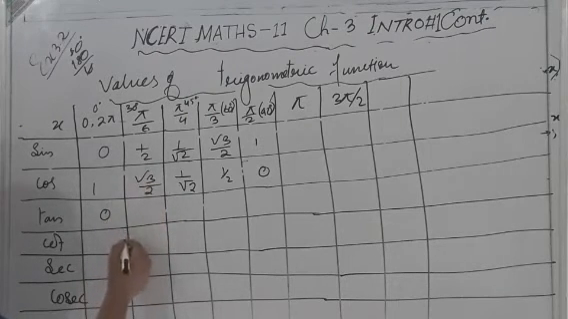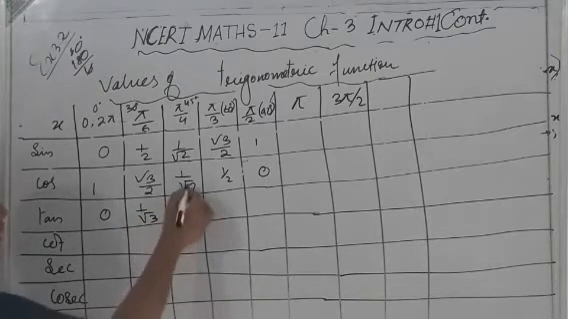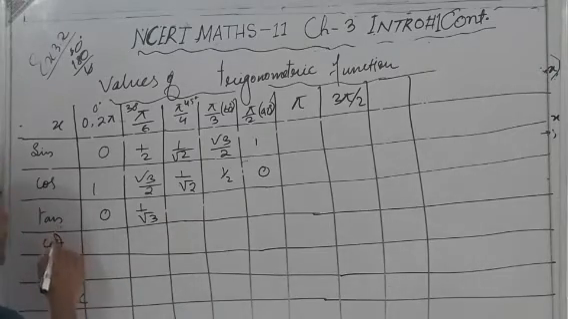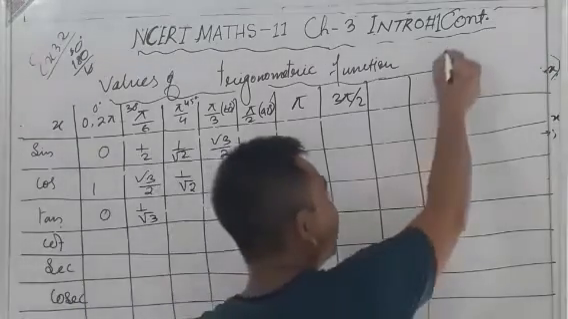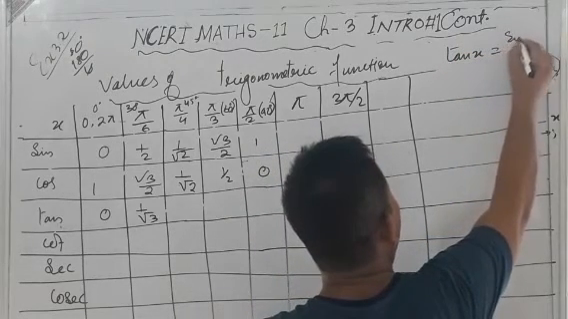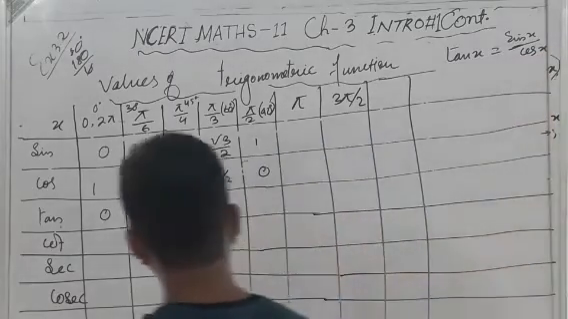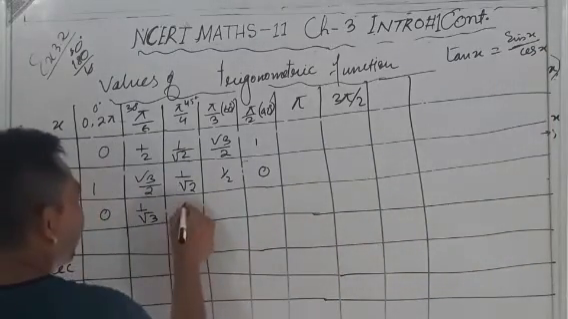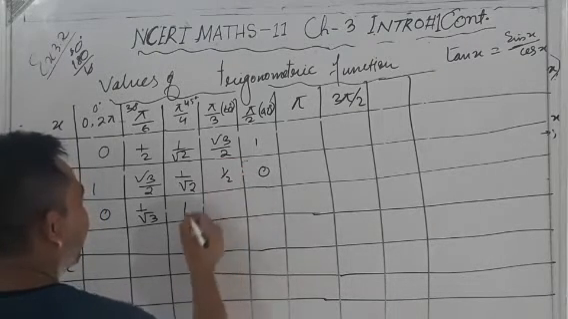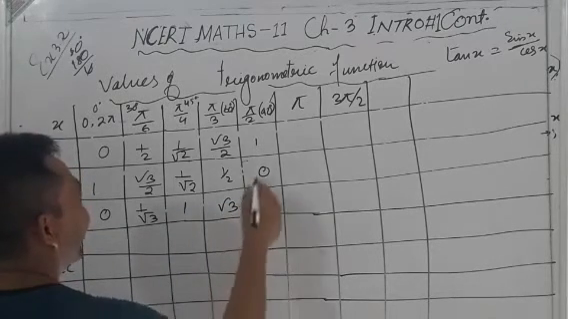And this one and this one are cancelled. So it will be 1 by root 3. And then here, sin by cos, tan means what? Tan x equal to sin x by cos x. Put the value. Okay, then we get 1, and then here what do we get? This one and this one will be cancelled. Then we get root 3.